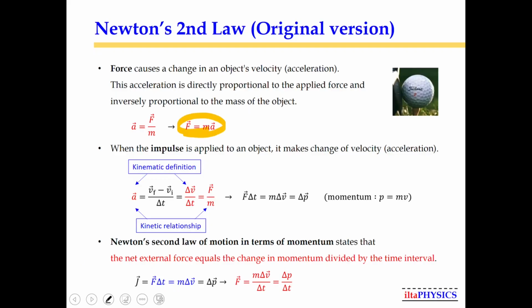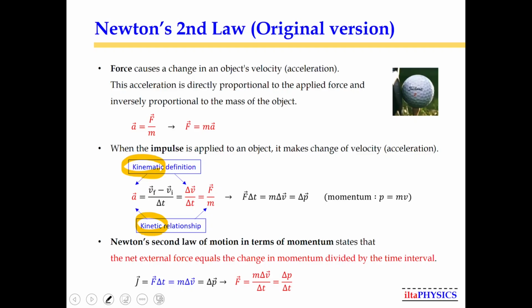However, Newton actually explained that a change in an object's velocity is related not just to the force applied, but also to the time during which that force is applied, the impulse. As shown in the image on the right, the impulse applied to the golf ball creates the acceleration of the object. Newton explained this physical relationship from both a kinematic and a kinetic perspective.